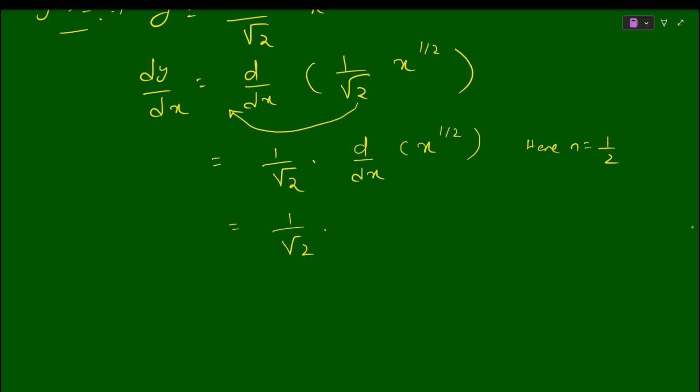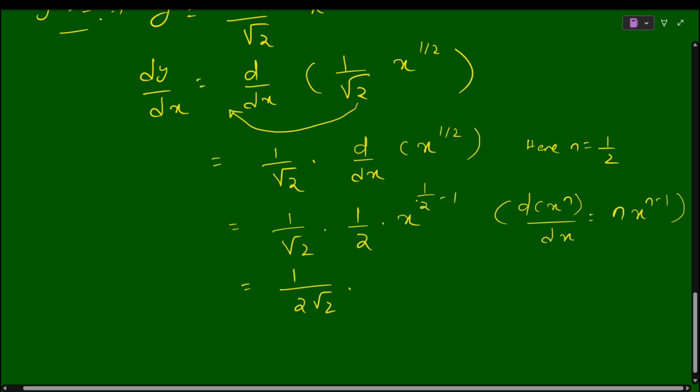Here n comes from x to the power n. So the derivative would be half x to the power half minus 1. That is, the derivative of x^n by dx is n x^(n-1). On simplifying, it would be 2 root 2. Now this value is x to the power minus half.